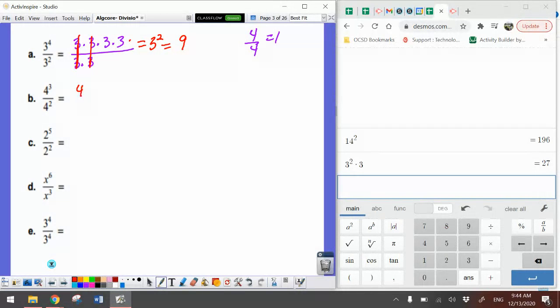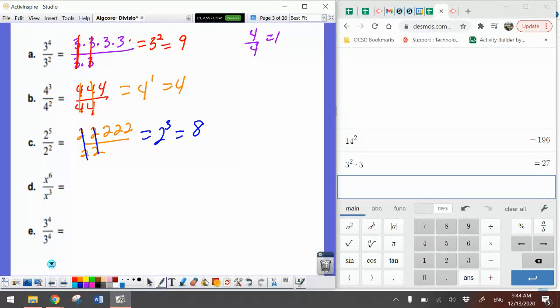Okay, let's take a look at the next one. So that has 3 4s and 2 4s. And I see that these 2 would cancel out, and I'm left with 1, which is just 4. Well, the next one has 5 2s, 2, 3, 4, 5, and 2 2s on the bottom. And again, they cancel out, and I'm left with 3 2s, which 2 to the 3rd I know is 8.